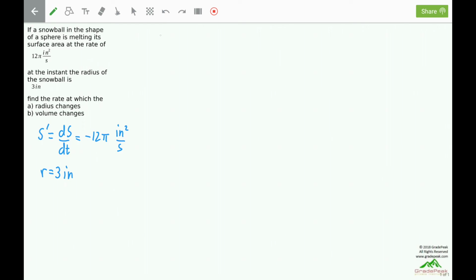For part A, we want to find the rate at which the radius changes. We have the rate at which the surface area changes, so we will have to relate the surface area of the sphere to the radius of the sphere. The surface area of a sphere is 4 pi times the radius squared. There's the related variables equation.